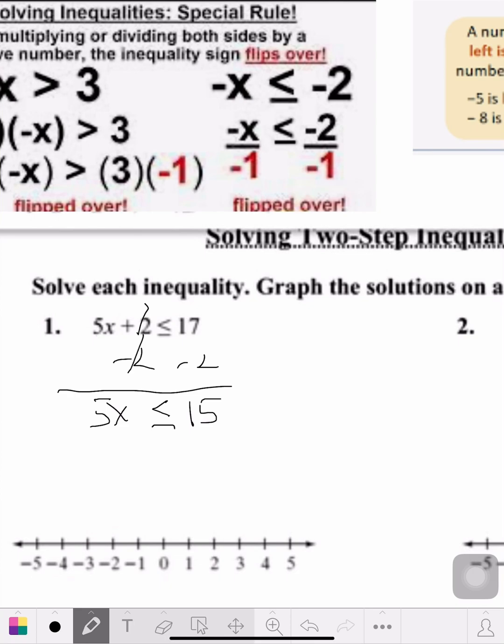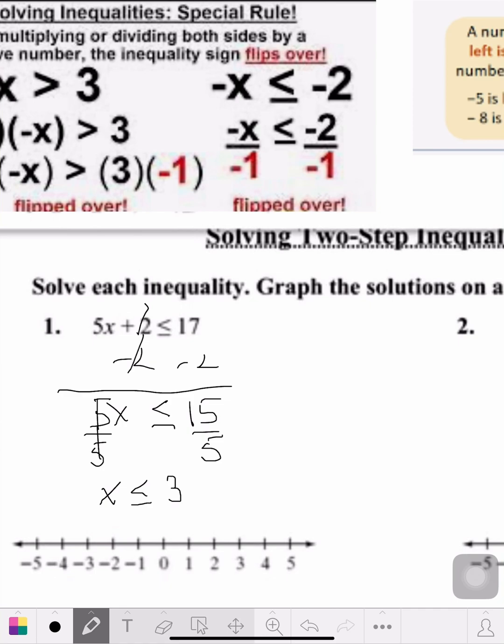Now we still have the x attached to a multiplication by 5, so it's 5 times x. The opposite of times is division, so let's divide both sides by 5. 5 divided by 5 is 1, so the x carries down. The sign stays the same because we didn't multiply or divide by a negative number. Now 15 divided by 5 is 3. And the way you read this, you always start with the x side, so it's x is less than or equal to 3.